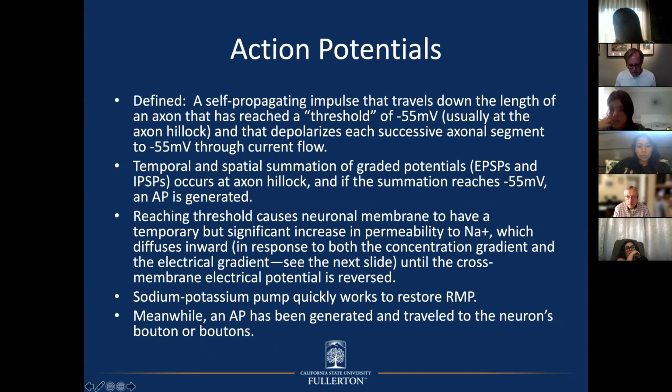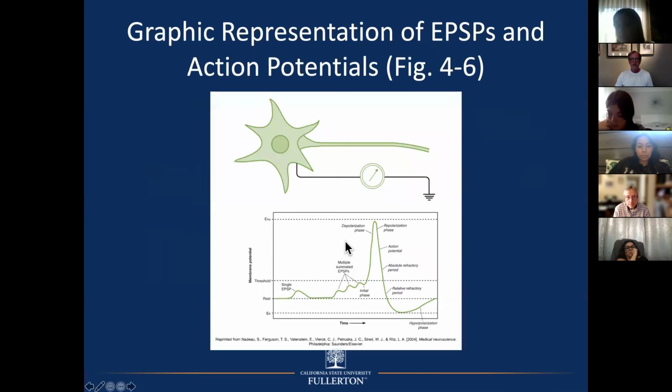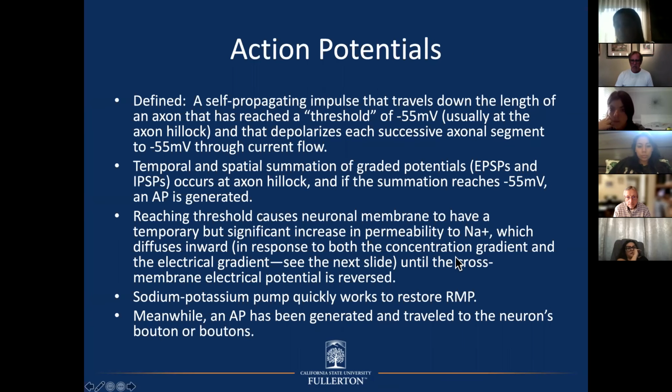And Professor, is the purpose of the sodium potassium pump to restore the resting membrane potential and to keep it there? To keep it, okay. Yep, that's exactly what it is. Professor, I have another question. Okay, sure. I'll go back to that slide first.